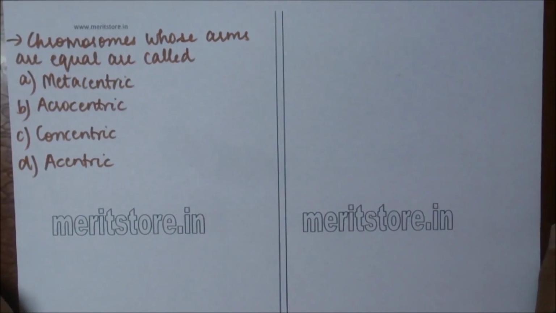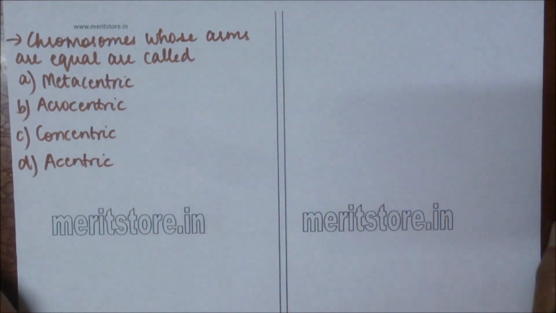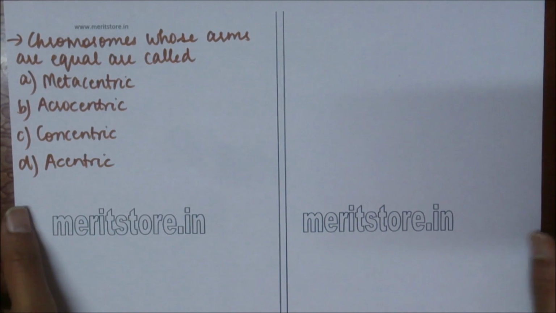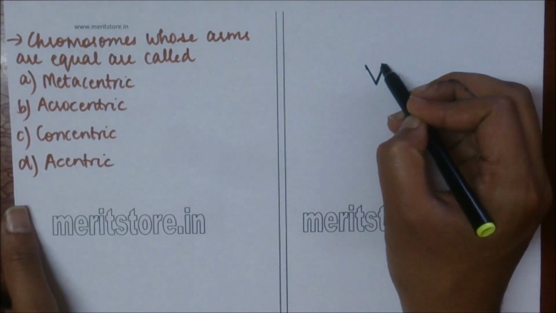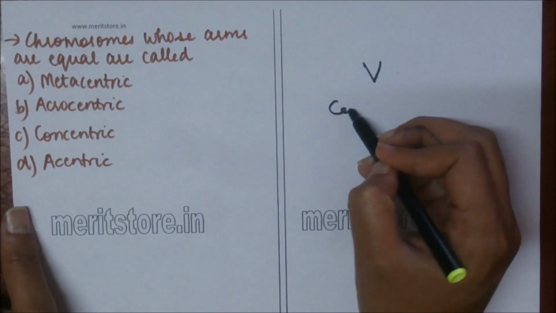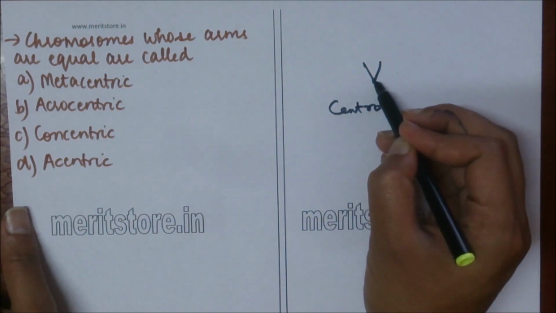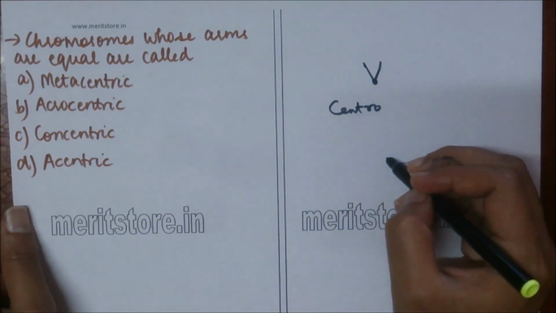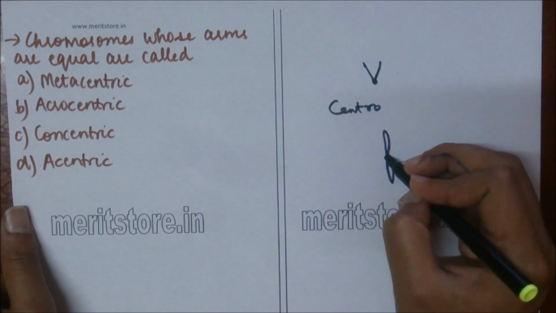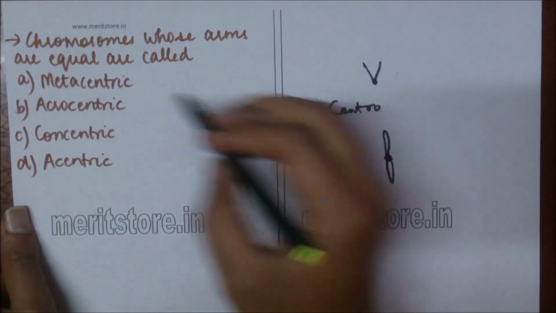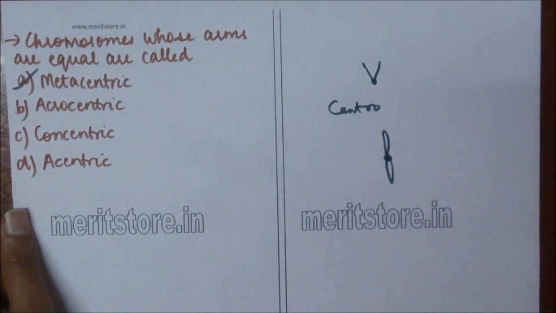Chromosomes whose arms are equal are called A. metacentric chromosome, B. acrocentric, C. concentric, D. acentric chromosomes. Metacentric chromosomes are V-shaped, in which the centromere is placed in the mid portion of the chromatids. So they have equal arms. So option A is the correct answer.